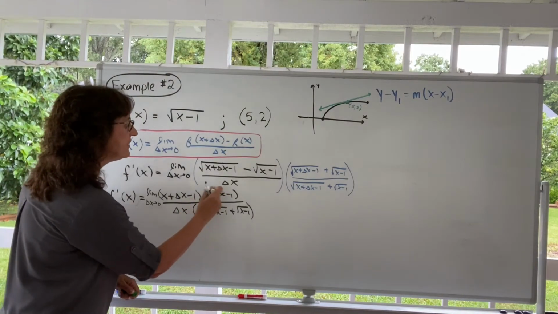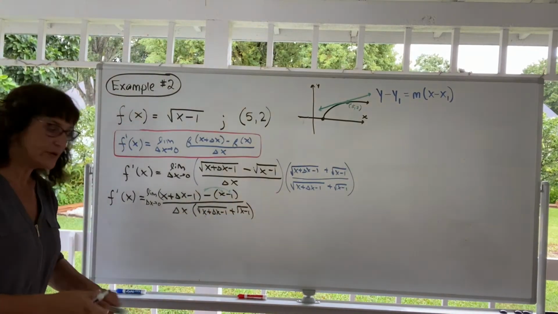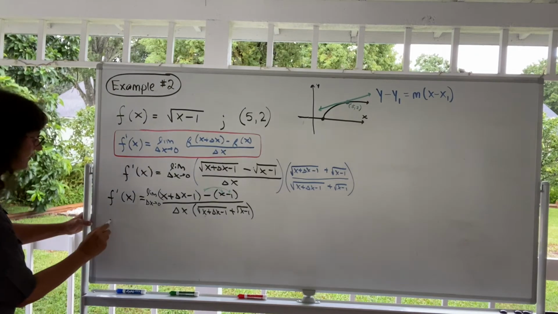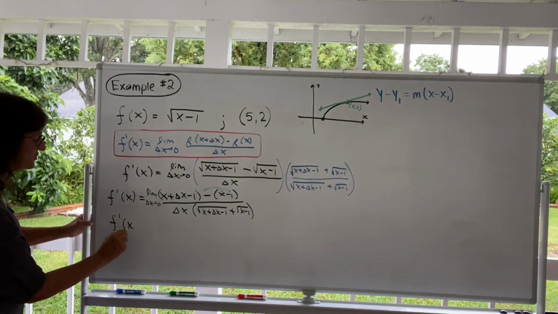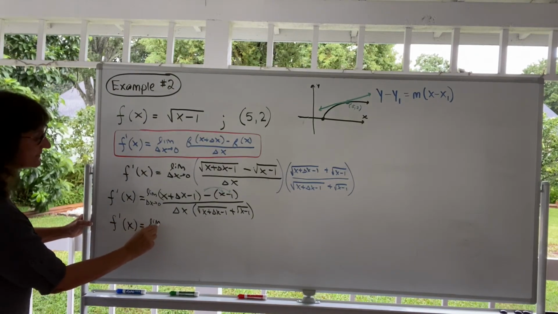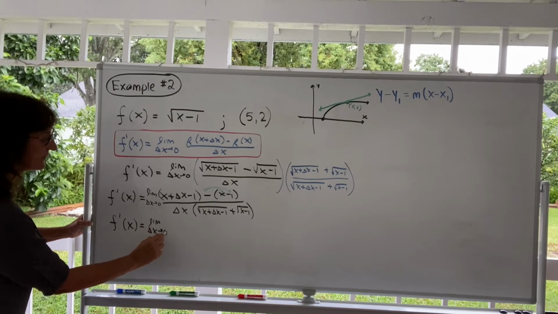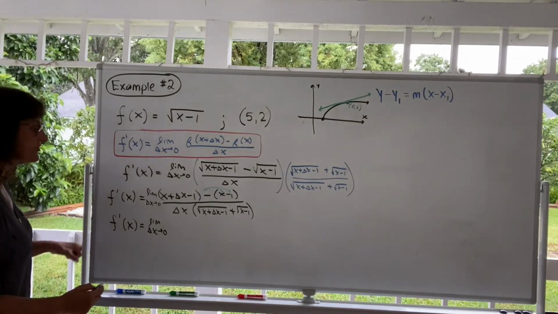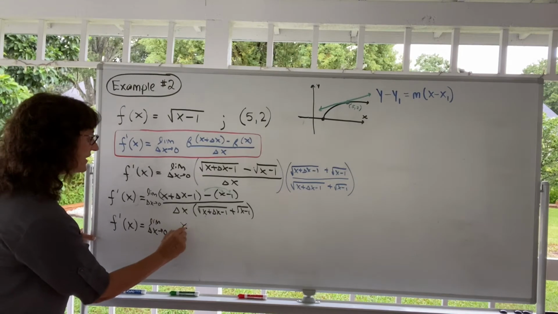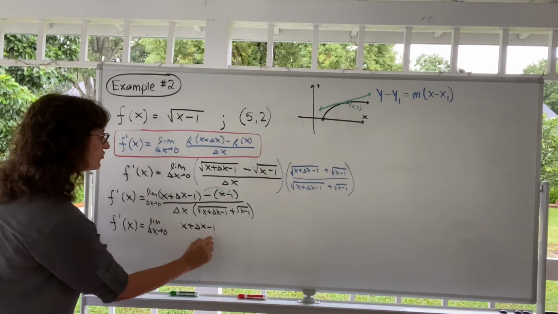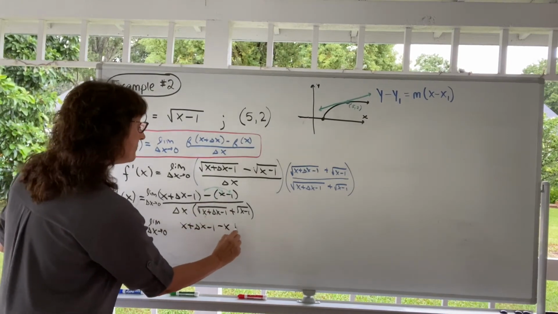See what we want to do next. We want to just expand the numerator to see how we can combine terms here. So our derivative of the function, it's the limit. I didn't take the limit yet, so I need to keep writing this down. It's the limit as delta x goes to 0. Numerator: x plus delta x minus 1 minus x and plus 1.